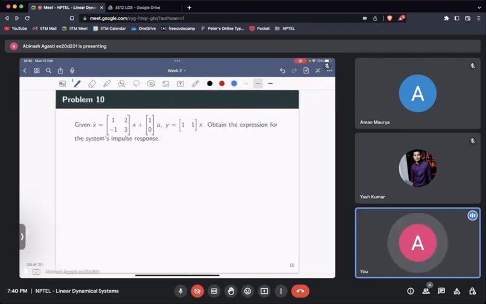How is this solution different from the one we obtained previously? Previously we found the Laplace inverse of the transfer function H of s. And now we found the solution directly through state space methods and found the impulse response y of t equal to C e to the power At x naught plus B. How are these two different?